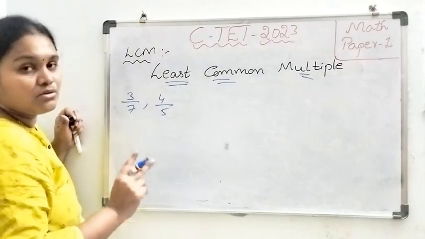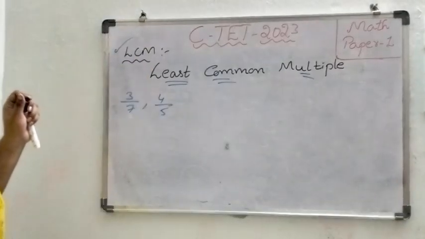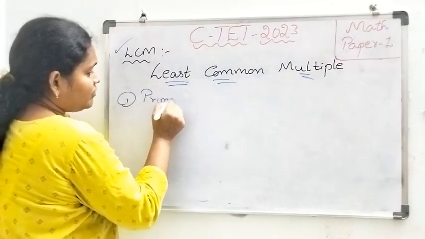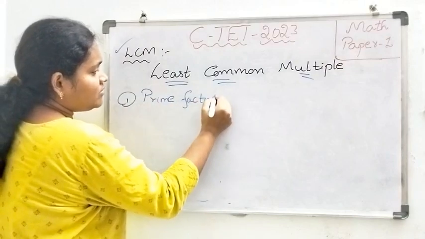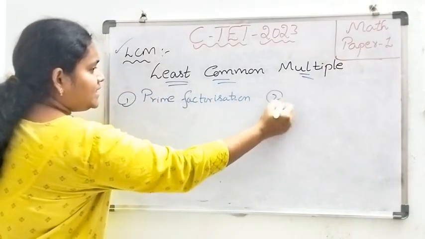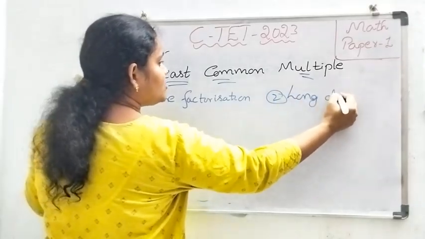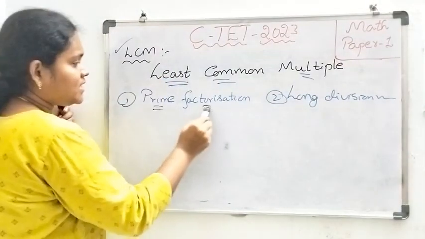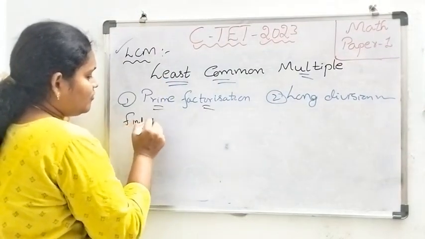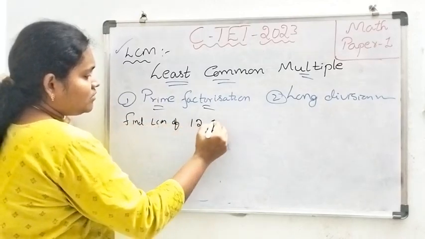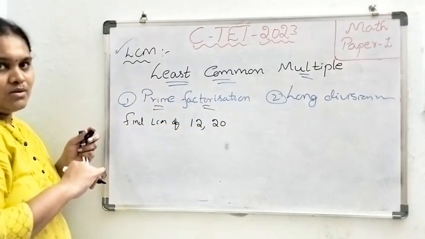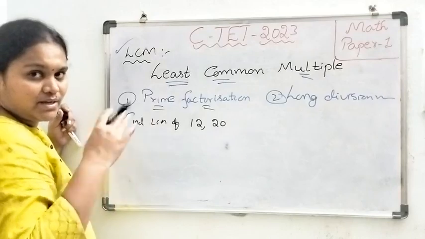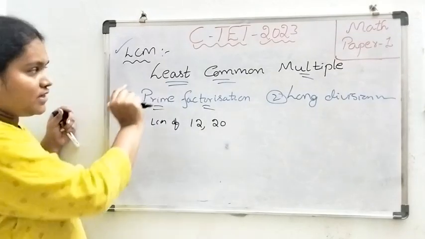So there are two methods to find the LCM, right? One is the prime factorization method, and the second is the long division method. So what is the prime factorization method? Suppose let us take an example. Find the LCM of 12 and 20. So there are only two numbers. Generally what we write is all multiples of 12 and all multiples of 20, and then choosing the least one, we find the least common multiple.